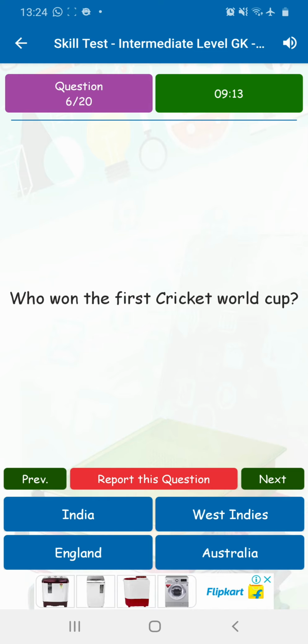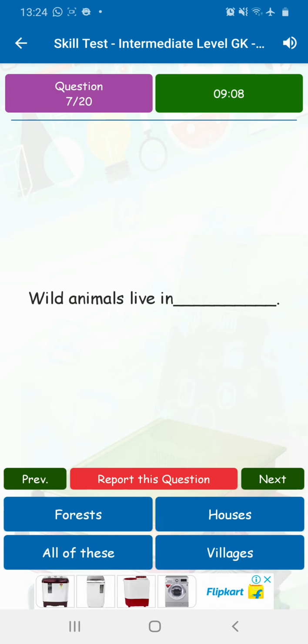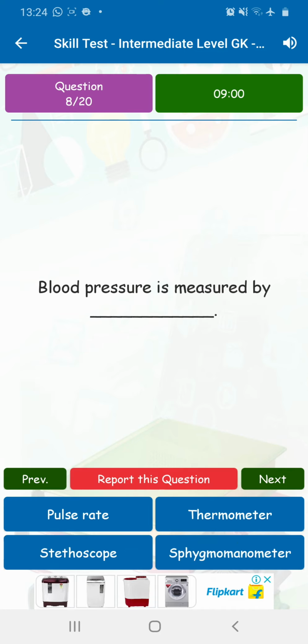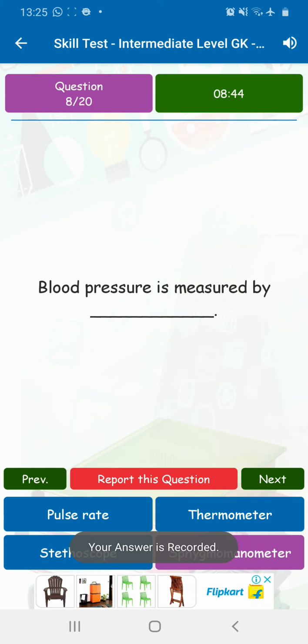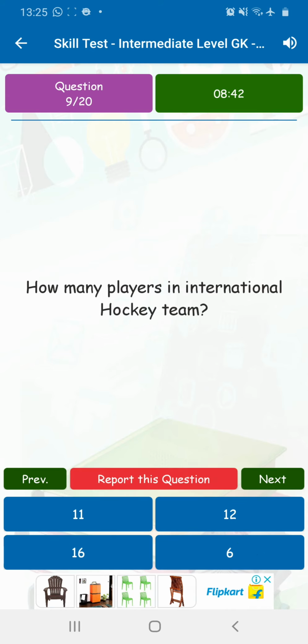Who won the first Cricket World Cup? West Indies? I don't know. Wild animals live in forests, of course. Sphygmomanometer. I don't know what that does, and I know what these three do, but they don't measure the blood pressure, so this is going to be the answer. How many players in international hockey team? Okay, I think it's 11. Please be 11.